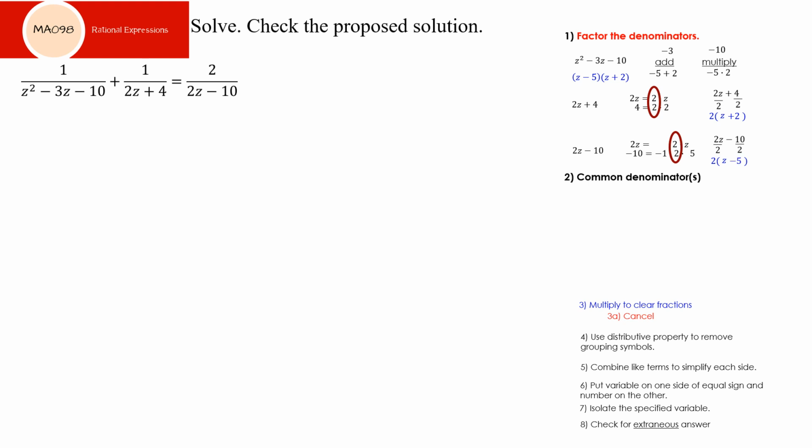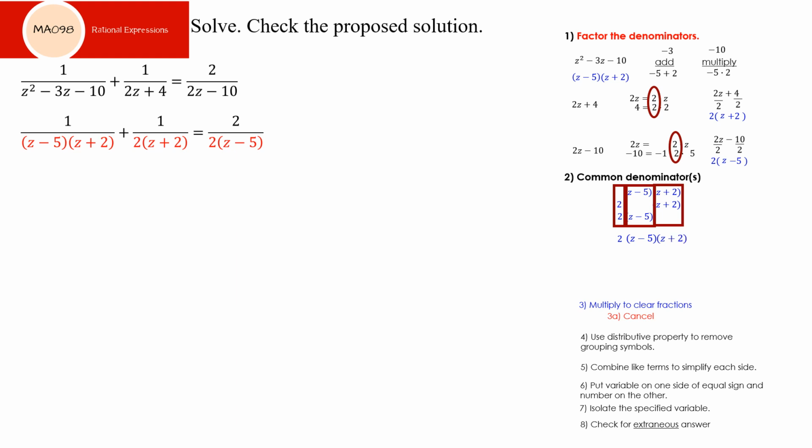The next thing I like to do is rewrite everything so the denominators are factored. Next, we're going to figure out, well, what is the common denominator or denominators? So what we do is write each of the factors out. Then we're going to circle, or in this case, square, everything that's in common. So it turns out that 2 times z minus 5 times z plus 2 is our common denominator.